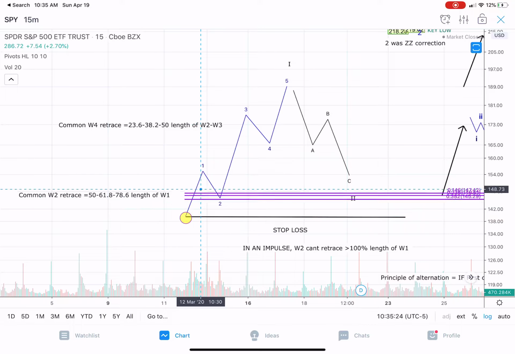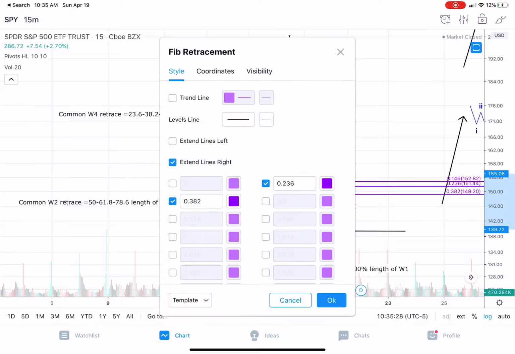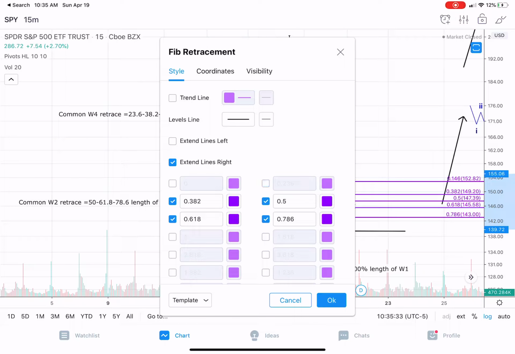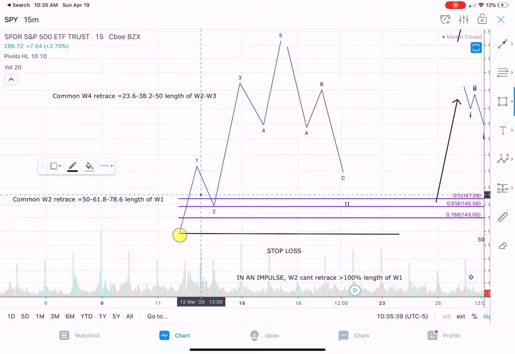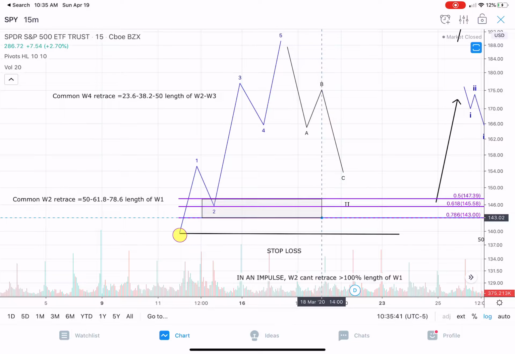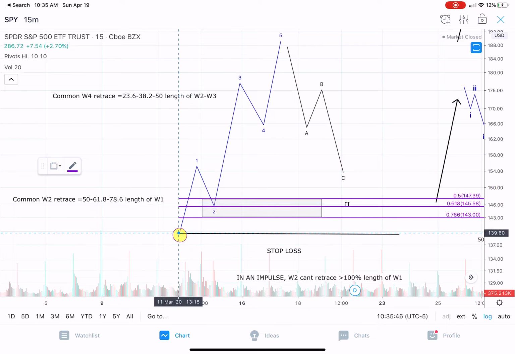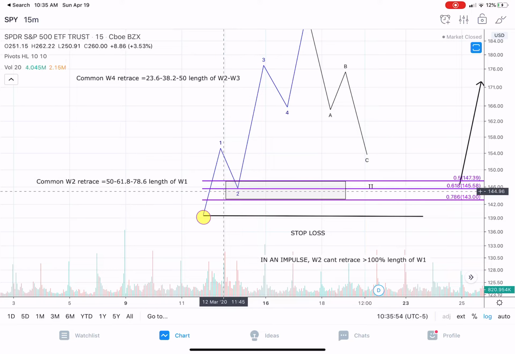So you have a wave 1 up, followed by a wave 2 pullback. A common retracement for a wave 2 is anywhere from 50% to 78.6% the length of 1. So this is simply done by taking the origin of the impulse, taking it up to the wave 1 high, and extending it from the origin to the high. So then we get our retracements here.